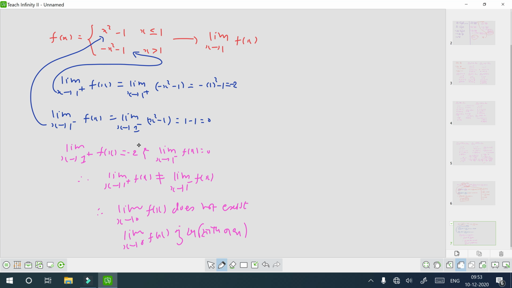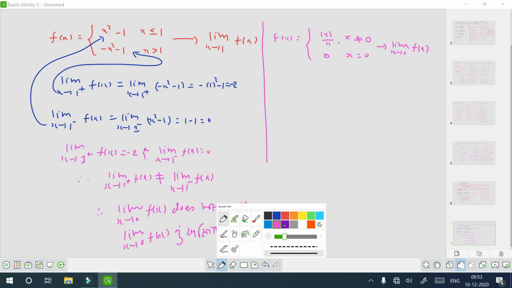Now, let us see one more example of this type. f of x is equal to mod x over x for x not equal to 0, and 0 whenever x is equal to 0. Then we want limit x tends to 0 of f of x. See, here the modulus sign is there. So once again we need to compute the left hand limit and right hand limit.